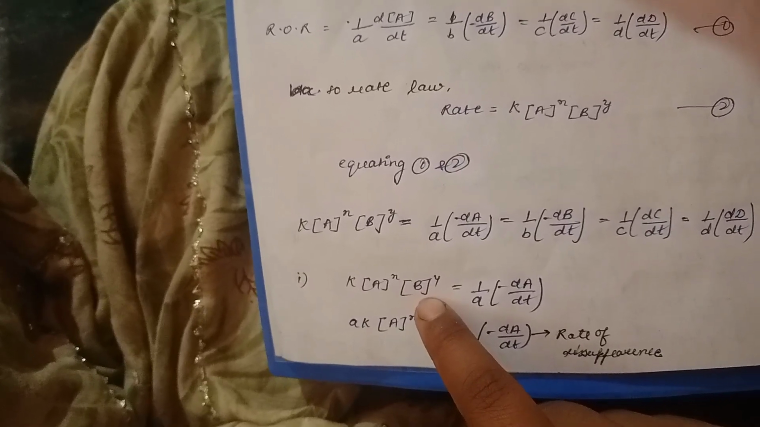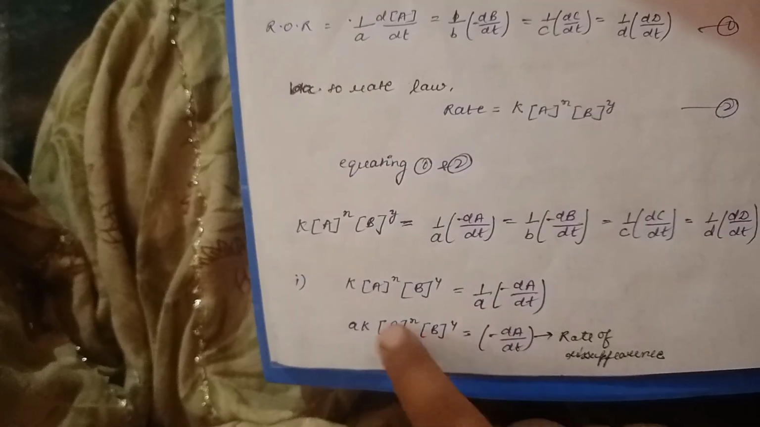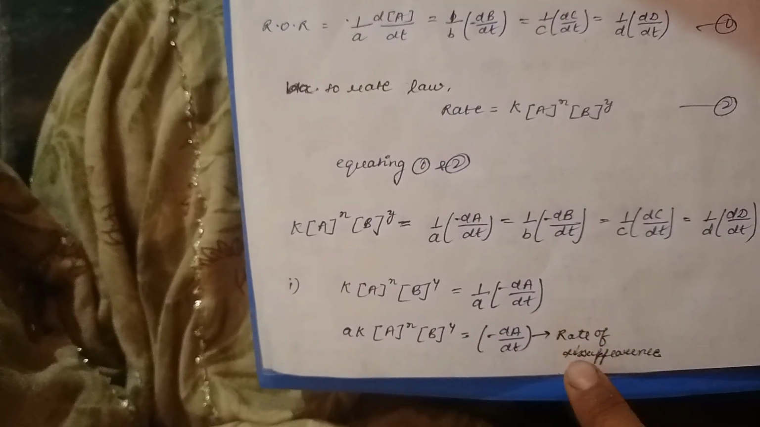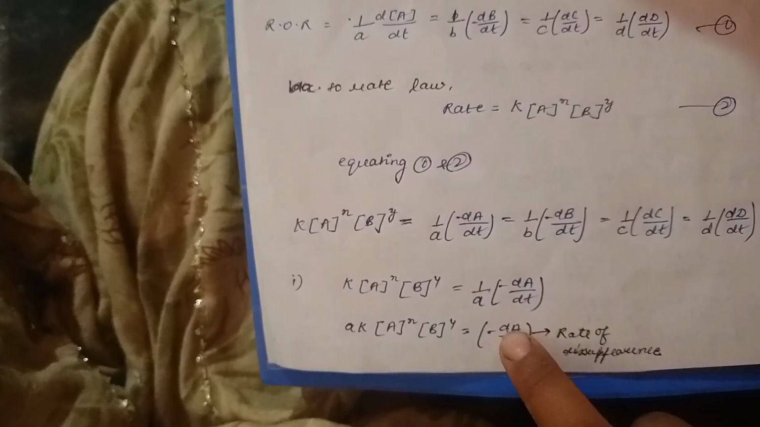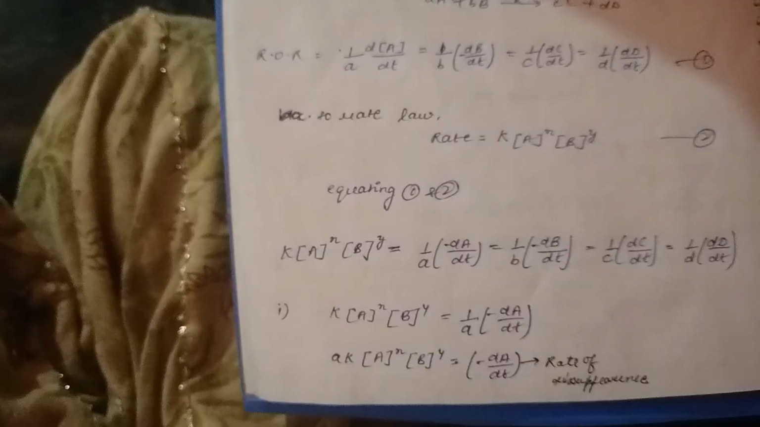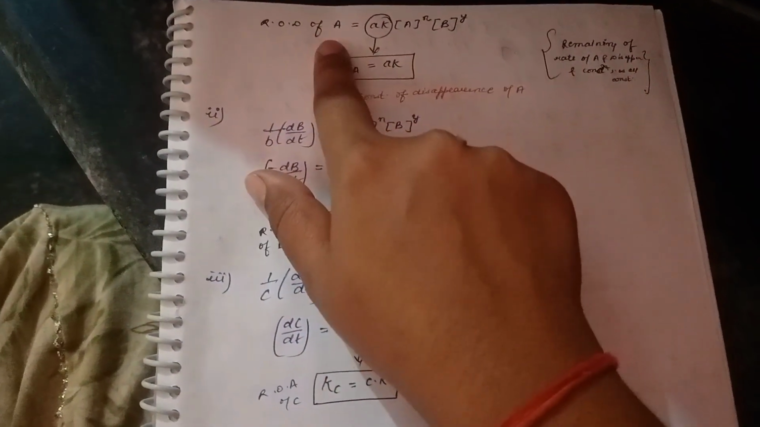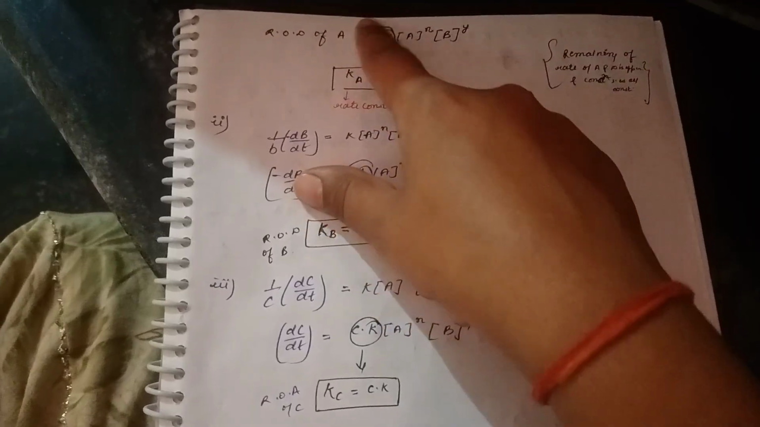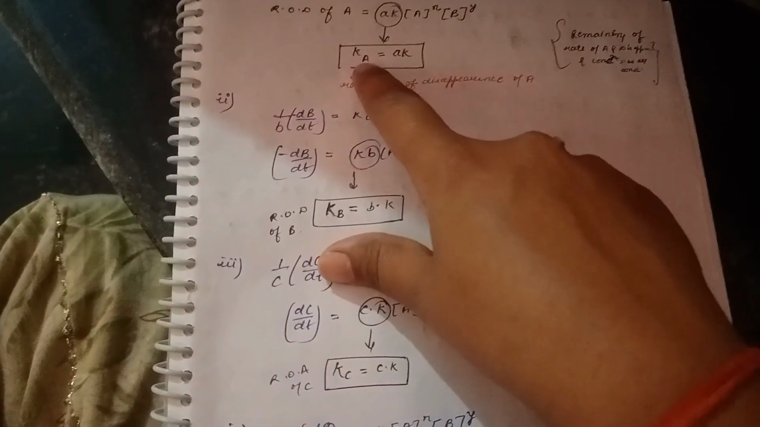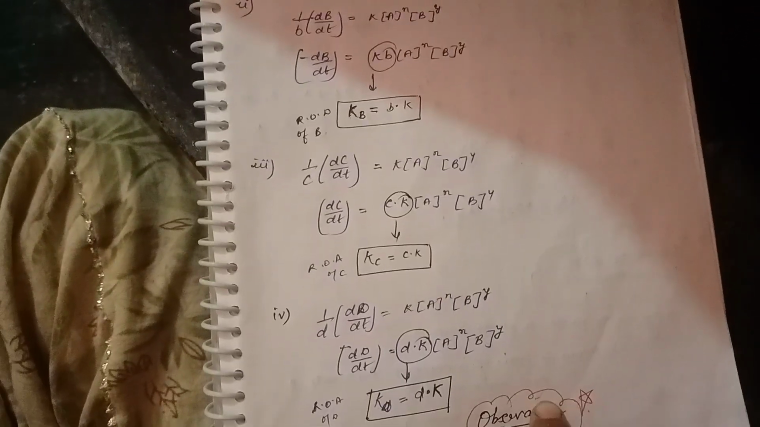Okay, so this is the way of writing the rate of reaction with the help of the rate law expression, and this is the second thing. By equating both, I can say that a can go to this side and become aK. This is called the rate of disappearance, and the negative sign shows that the concentration of the reactant A is decreasing. Now, this aK, I can say, is the rate constant of disappearance. This is the way of expressing the whole thing.